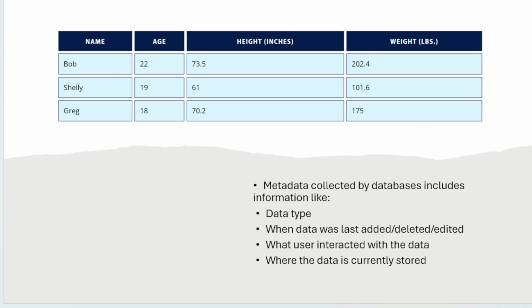Okay, so metadata is collected by the database, and includes information like your data type, when the data was last added, deleted or edited, what user interacted, and where the data was currently stored. This is the magic of the RDBMS. Your database is nothing but dumb data. The RDBMS can tell you, if you turn on the logs, who the last person to log in that looked at your data was, who updated your data, who loaded your data, the last time your data was loaded, the last time your data was updated, if it was deleted, the last time it was backed up. All that kind of information sits in the RDBMS, and it's handled through the use of metadata.